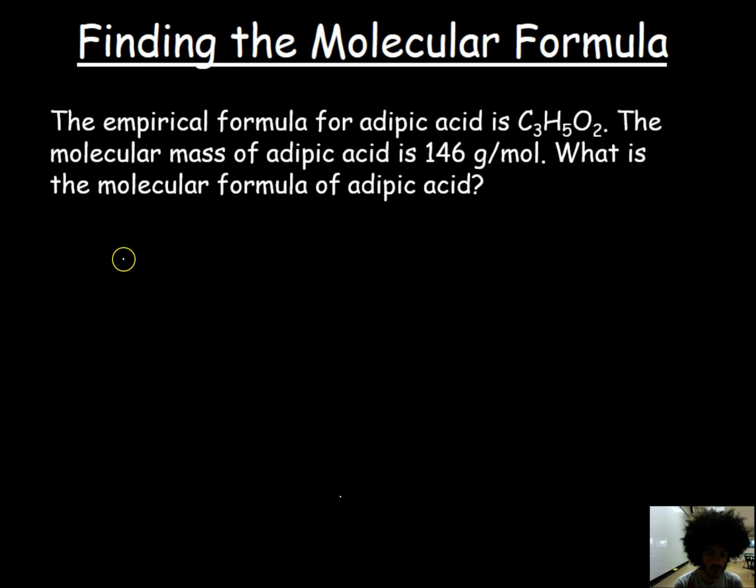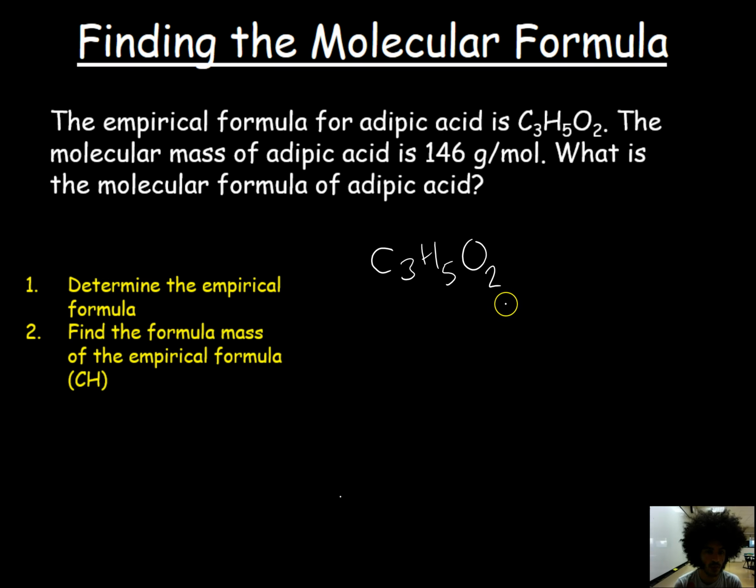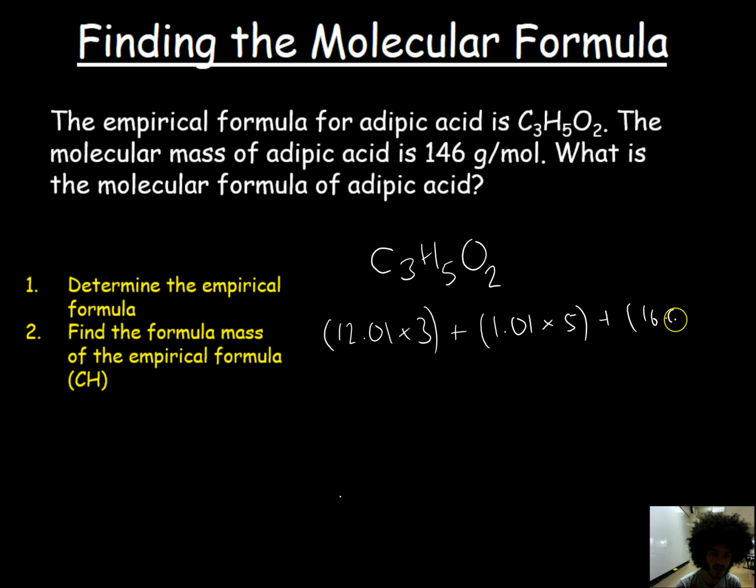So let's go through the steps which we went through in our last example. First off, determine the empirical formula. Again, it's been given to you, so it's C3H5O2. Step 2, find the formula mass of the empirical formula. So it's 12.01 times 3 plus 1.01 times 5 plus 16.00 times 2. Remember again to use your data book.